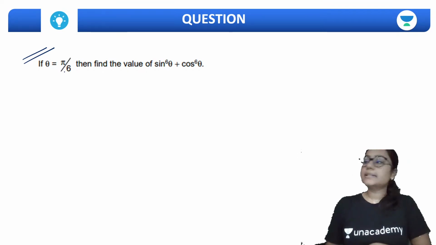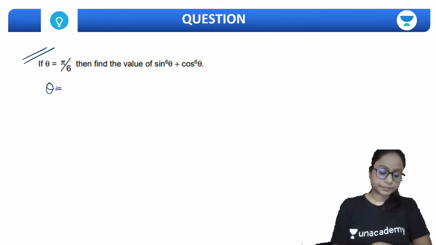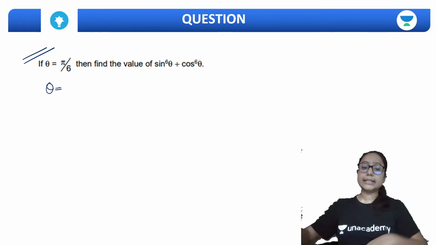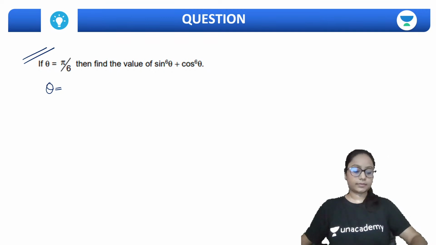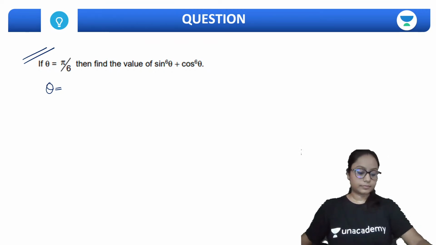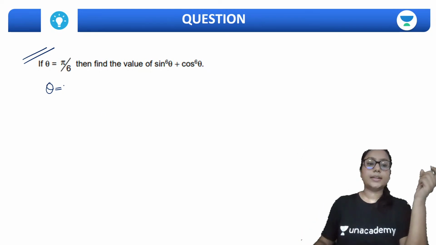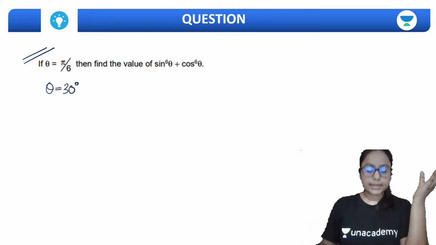Okay. So what is pi by 6 in degrees? What is pi by 6 in degrees? It is 30 degrees. Correct.